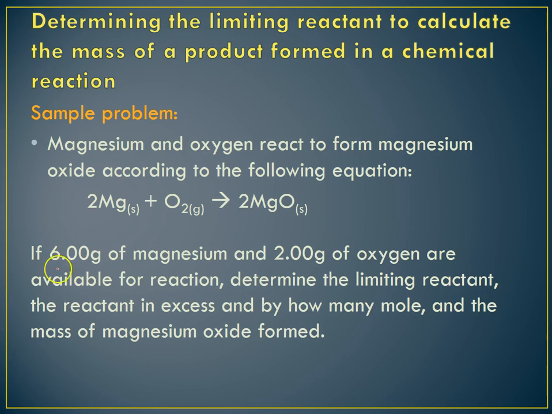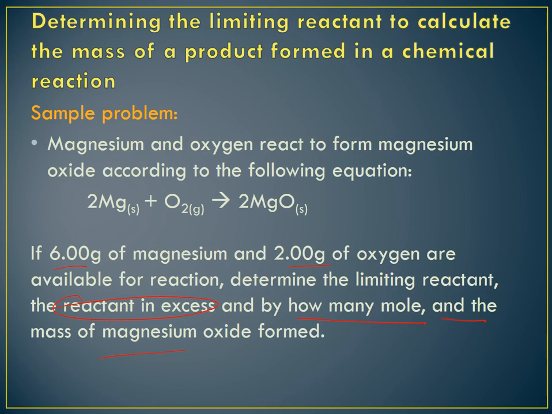So if we take 6 grams of magnesium and 2 grams of oxygen, okay, this is what's available for the reaction. Determine the limiting reactant, the reactant in excess and by how many mole it is in excess. And then it also wants us to find out the mass of magnesium oxide that is formed. Okay, so let's have a look.